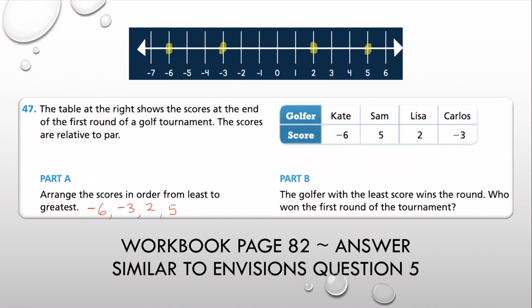Who won the first round of the tournament? Now that we put them in order from least to greatest, we can see that the golfer that had the least score was Kate. So Kate won the first round.